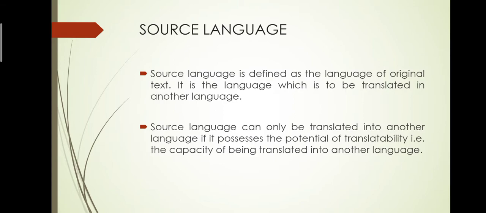The next one is source language. Source language is defined as the language of the original text. It is the language which is to be translated into another language. Source language can also be translated into another language if it possesses the potential of translatability, that is, the capacity of being translated into another language.